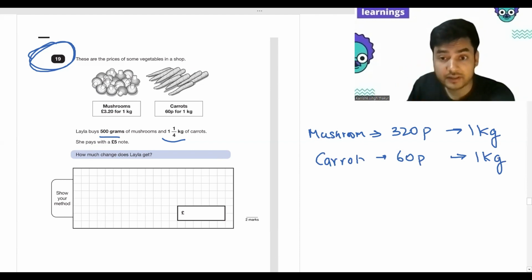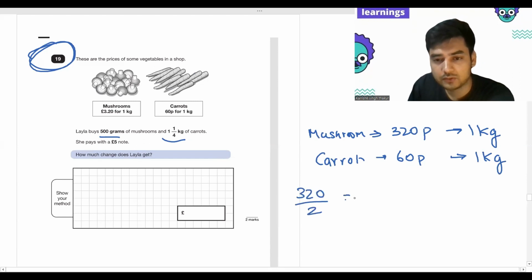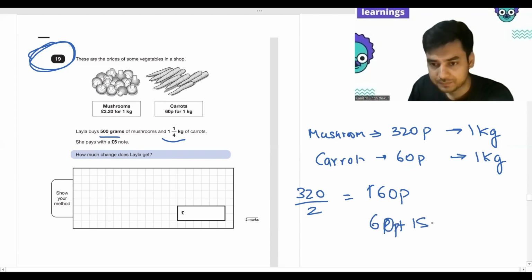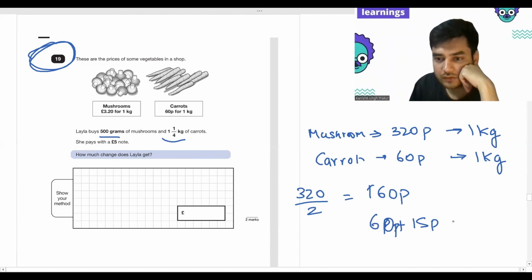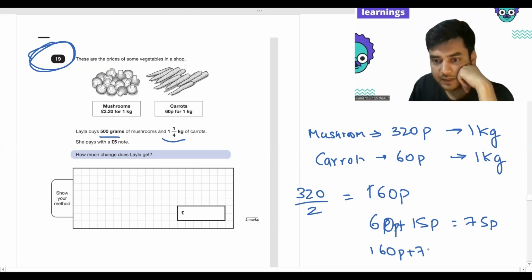Now, Laila buys 500 grams of mushroom. So 320 pence for 1 kg, so for 500 grams it would be 320 divided by 2. That would be 160 pence. And 1/4 of carrot. 1 kg of carrot she gets for 60 pence, and 1/4 she'll get for 15 pence. So how much is it? 160 pence plus 15 pence. How much is it? 175 pence.